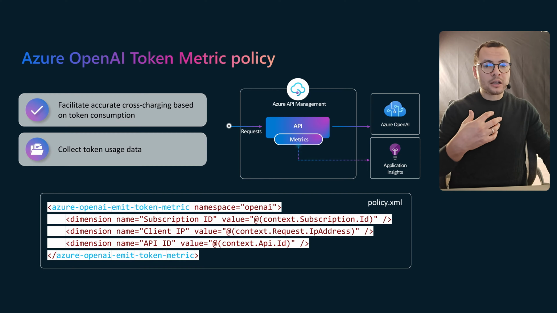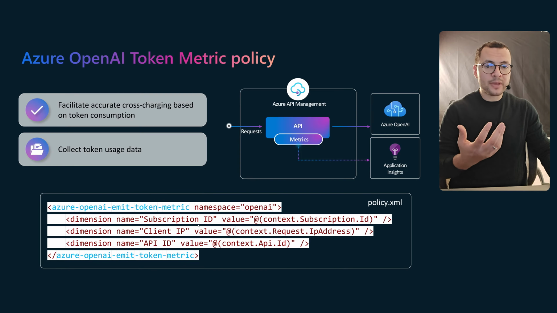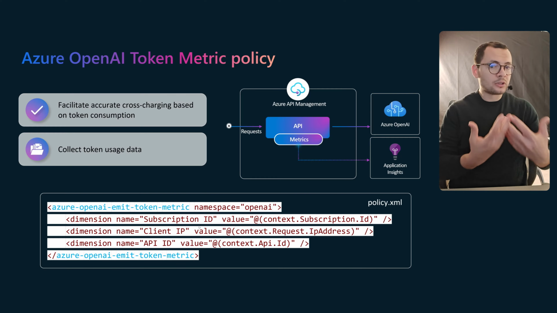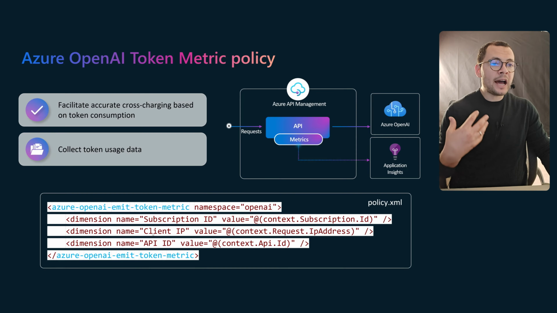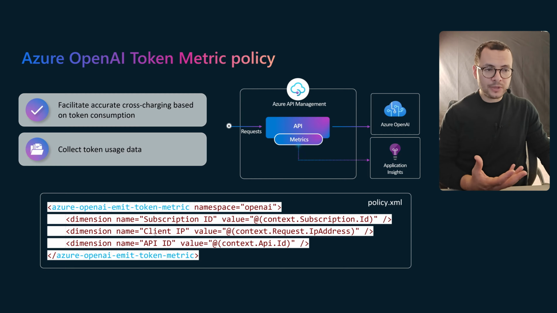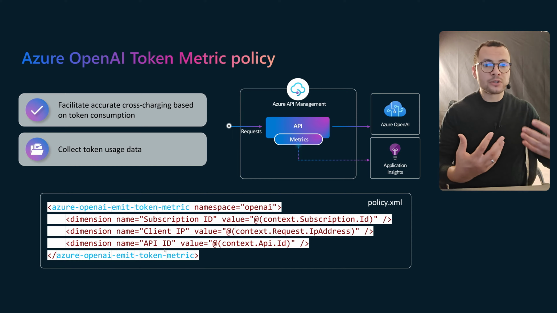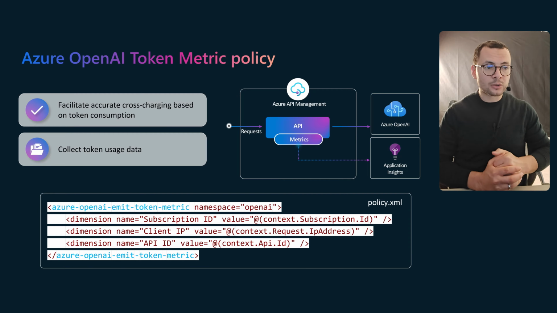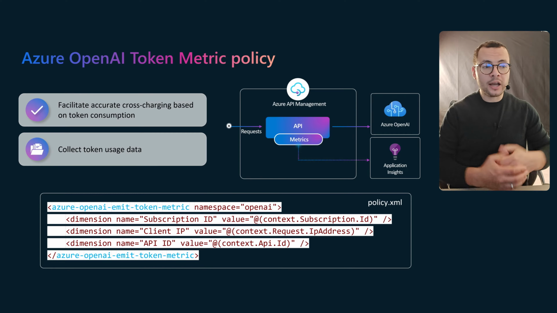That policy is called Azure OpenAI Emit Token Metric, where you can give it some custom attributes, like the subscription ID, that is the Azure API Management subscription ID. Typically you would create a subscription ID for each new API, and then you can add to that data the client IP address, and you can also add the API ID, which is a reference to the API that is being consumed behind API Management, and that is typically your LLM model.